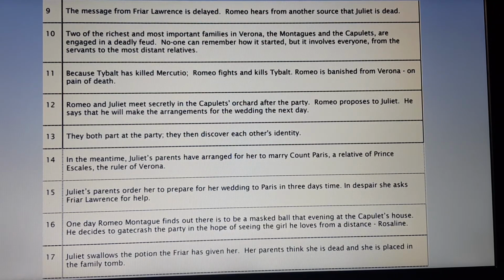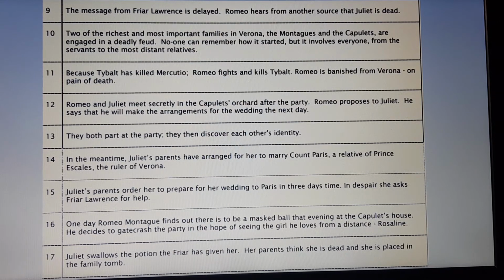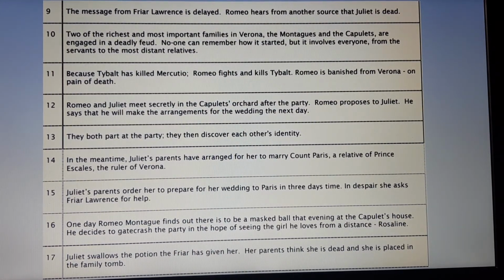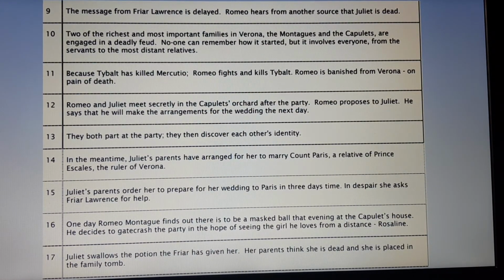16, one day, Romeo Montague finds out there is to be a masked ball that evening at the Capulet's house. He decides to gatecrash the party in the hope of seeing the girl he loves from a distance, Rosaline. And number 17, Juliet swallows the potion the friar has given her. Her parents think she's dead and she is placed in the family tomb.